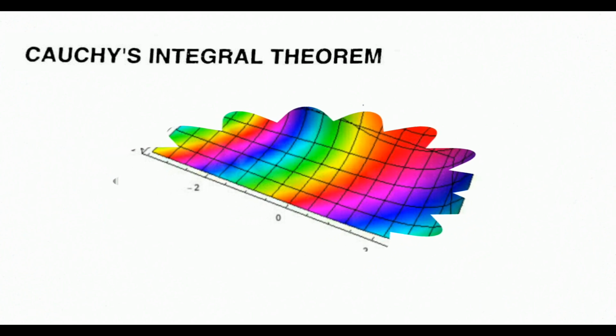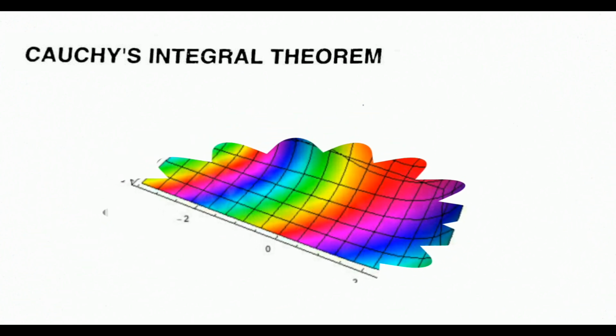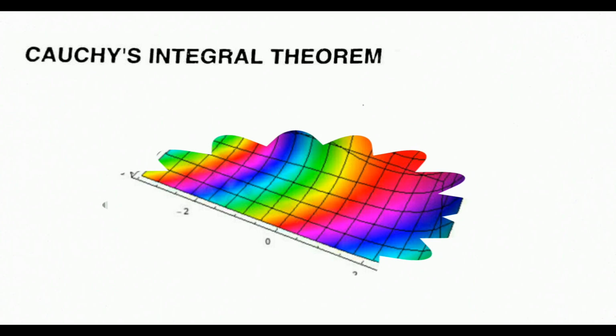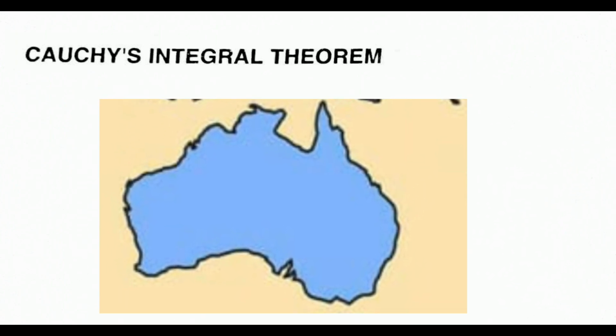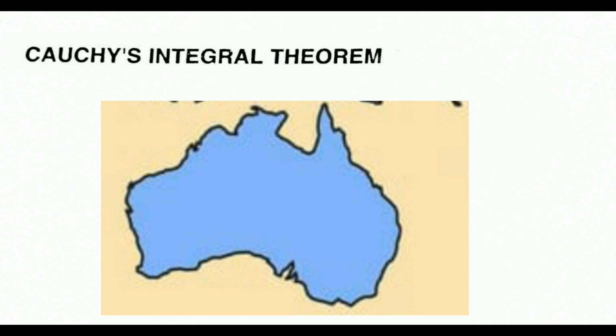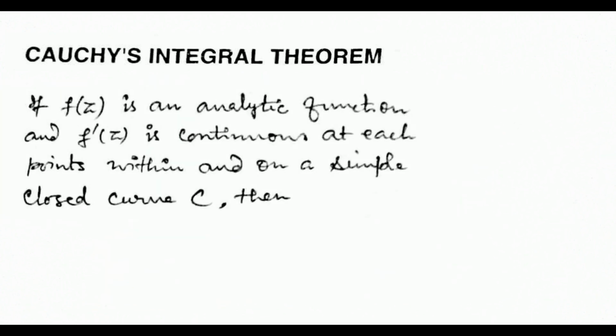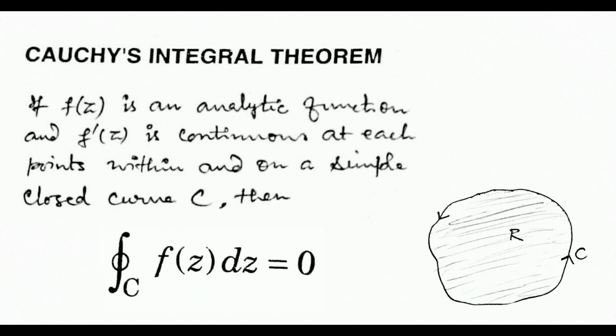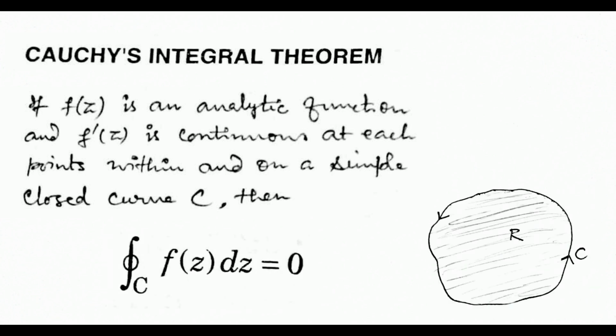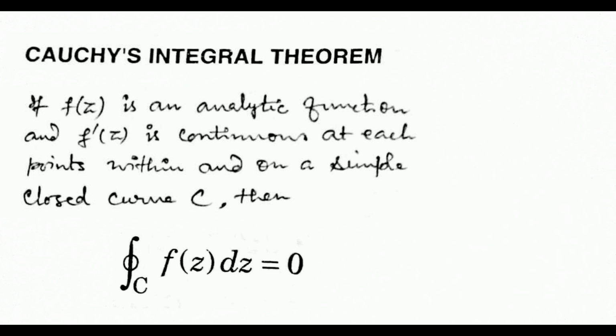In this lecture, I am going to derive one of the very important results of complex integration, which is called Cauchy integral theorem. The theorem tells that if f(z) is an analytic function and f'(z) is continuous at each point within and on a simple closed curve C, then the line integral of the analytic function f(z) over the simple closed curve C is equal to 0.